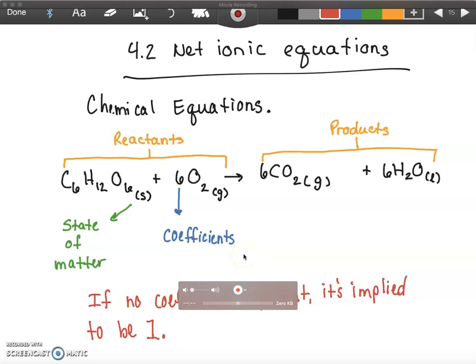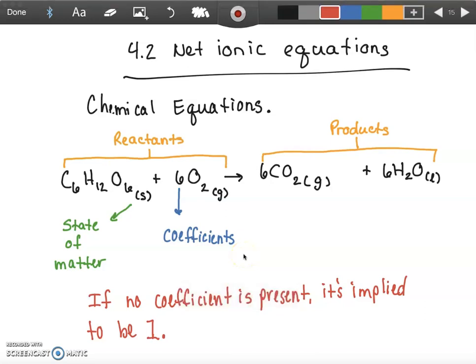Okay, welcome back to topic 4.2, net ionic equations. Before we actually go in on how to write an equation and a net ionic equation, I need to review a couple of things about the chemical equation with you guys, and then we're going to do some very quick review and practice with balancing chemical equations.